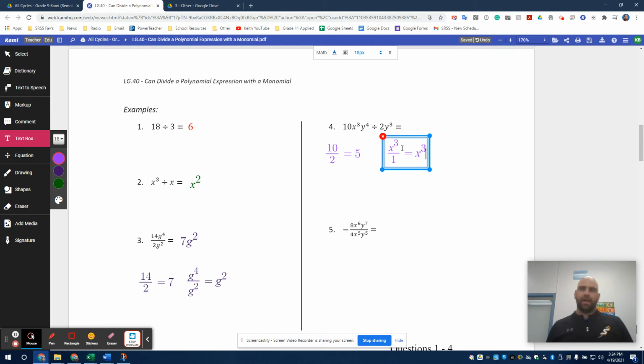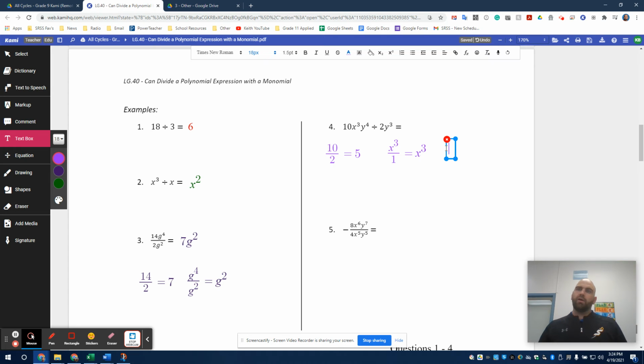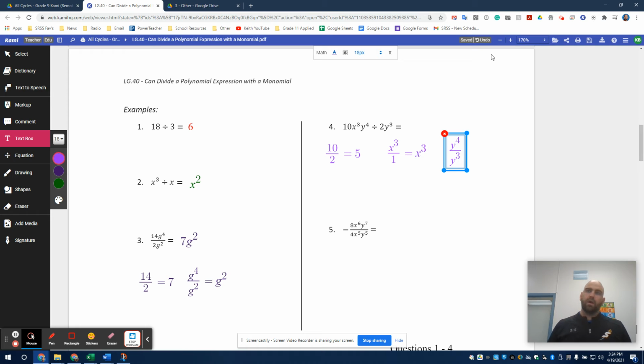That doesn't change our x at all, so it's still going to be x cubed. Okay, now we're going to take our y's. We have y to the fourth over y cubed. Now again, it's a division statement, same base, and so this is just going to give us y all by itself. So that is our three pieces, our constant, our x, and our y.